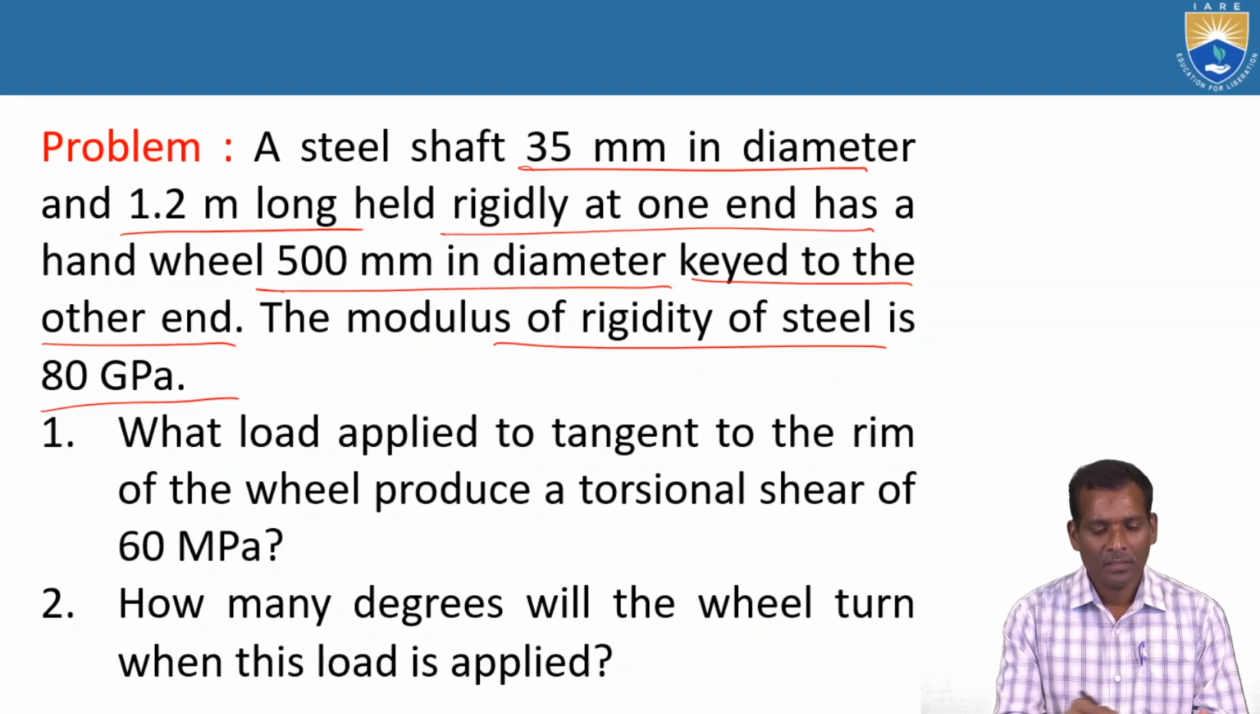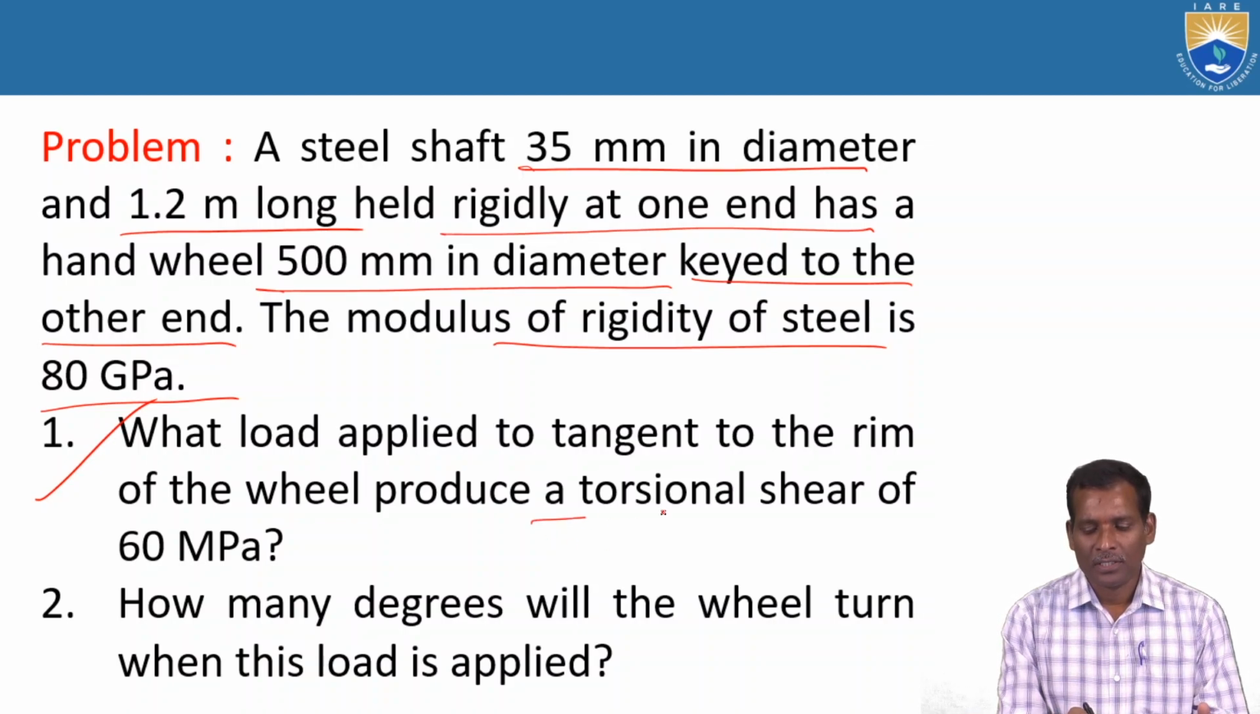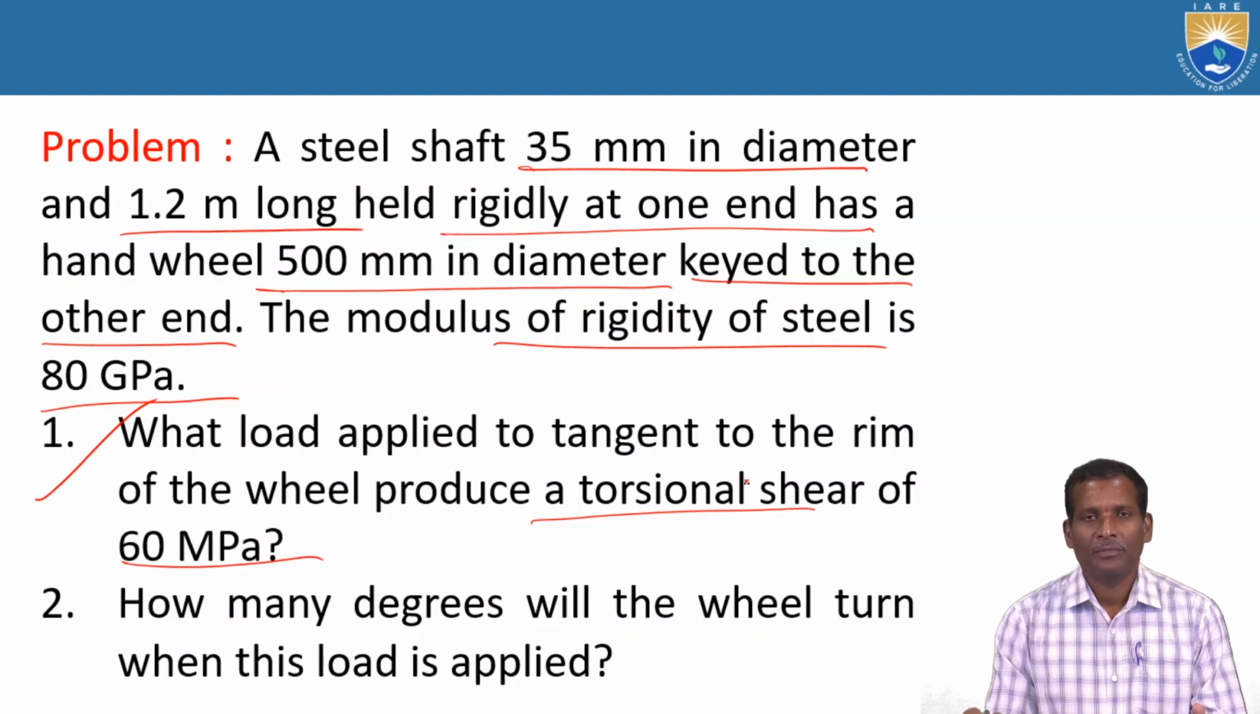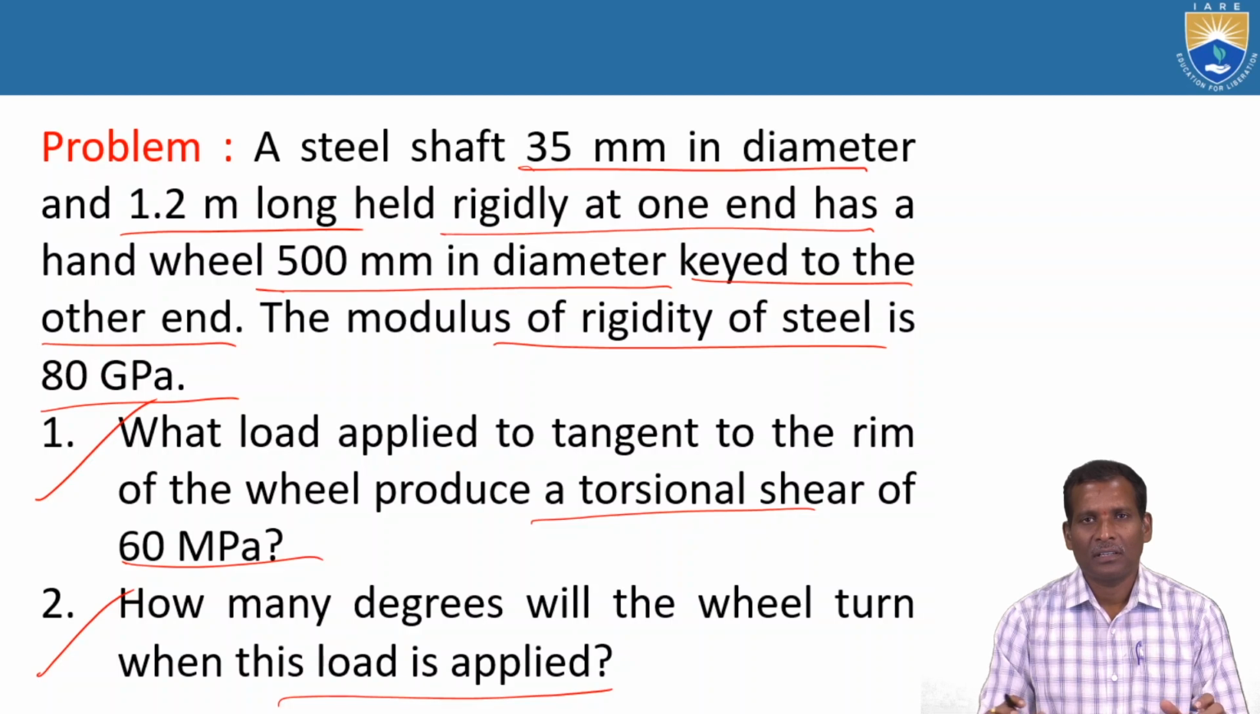So what has he asked? What load applied tangent to the rim of the wheel will produce a torsional shear of 60 megapascal? Suppose for producing 60 megapascal, what load is required tangent to the rim of the wheel? So we need to calculate that applied load. The second one is, how many degrees will the wheel turn? When the load is applied, how much is it twisted, how much does it turn, in terms of degrees.